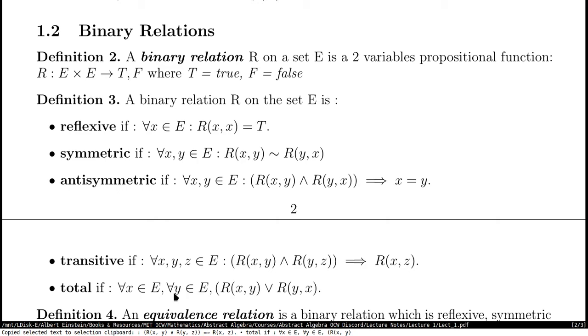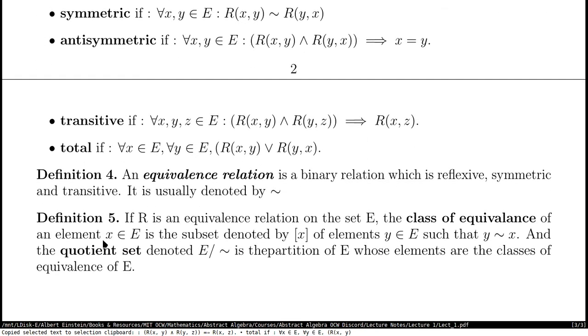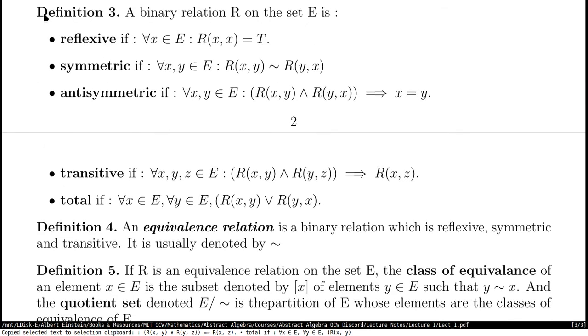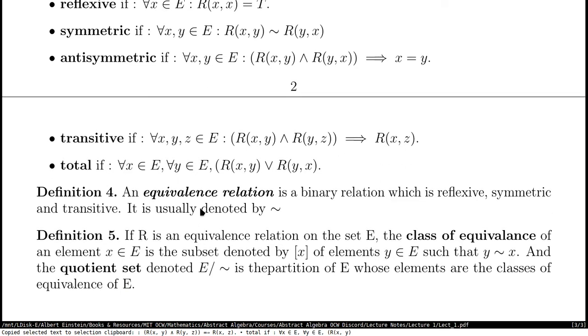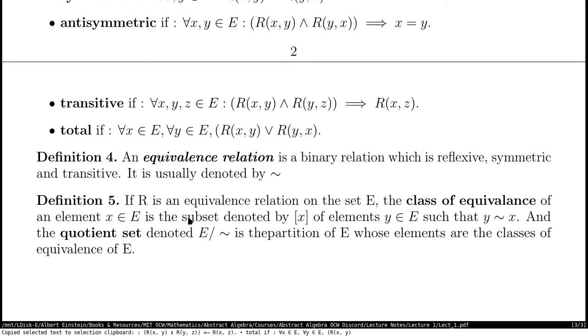It gives you a relation between two elements of a set, roughly speaking. One of the special cases of a binary relation is the equivalence relation. An equivalence relation is a binary relation which satisfies these three properties. It is reflexive, it is symmetric, and it is transitive. Right? So if you have these three properties, your binary relation is an equivalence relation. And most often we're going to denote it with the tilde. So that's the equivalence relation.